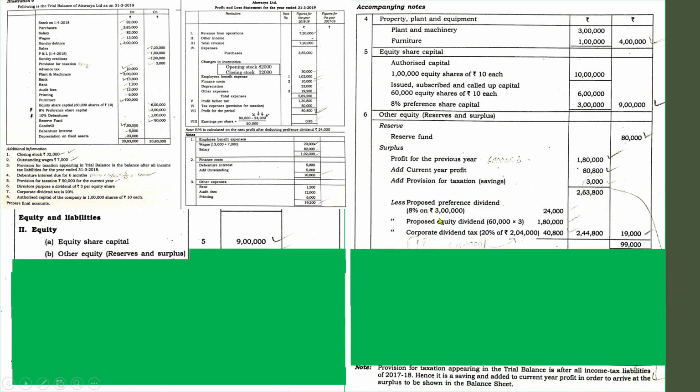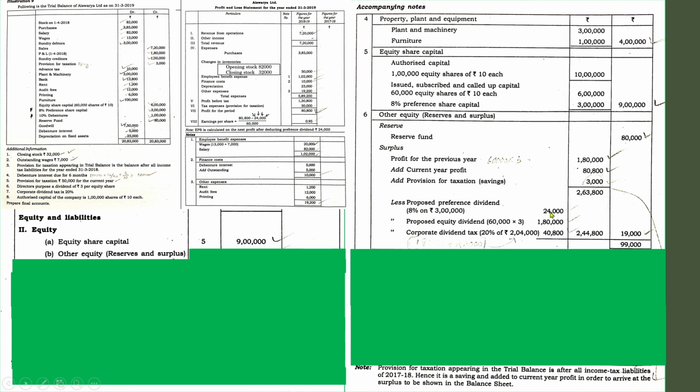So here you have to find out the dividend paid to the preference shareholders, the dividend paid to the equity shareholders, and finally the corporate dividend tax. So let us find out. The first one, we already dealt with, that is the note with regard to that. The first one is the proposed preference dividend. Proposed preference dividend is 8% of 3 lakhs. We already computed that one, 24,000.